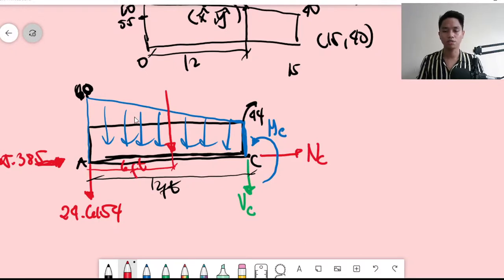What is the resultant force of the rectangle? That should be 44 multiplied by 12. This is equal to 528 pounds.